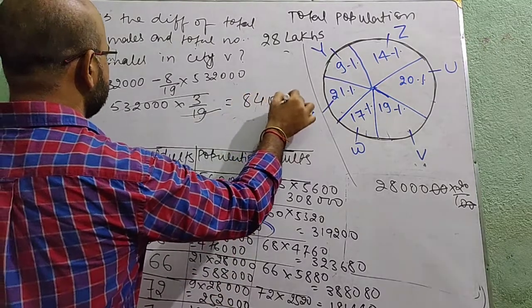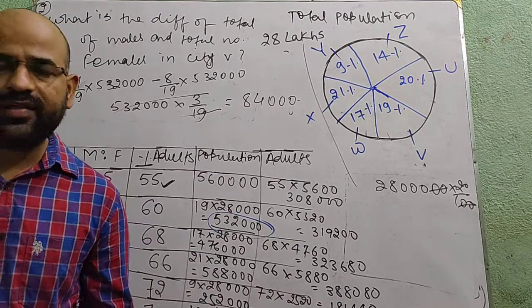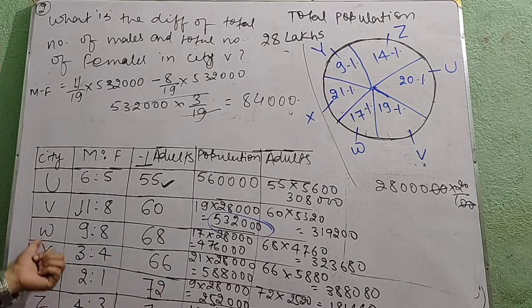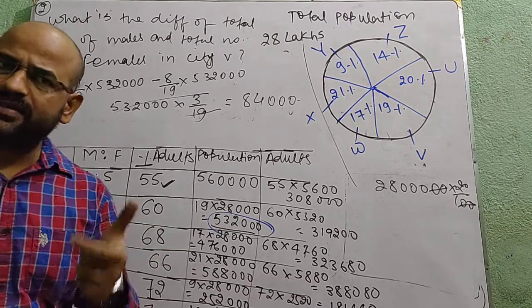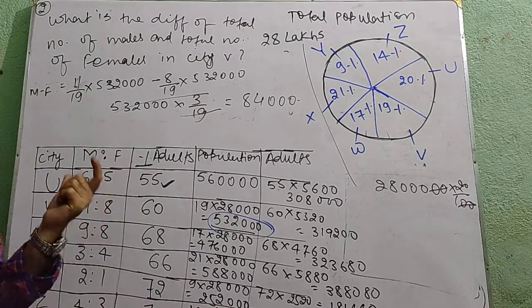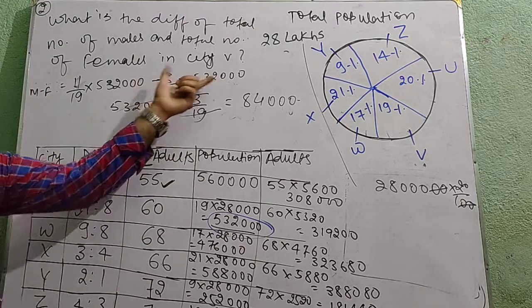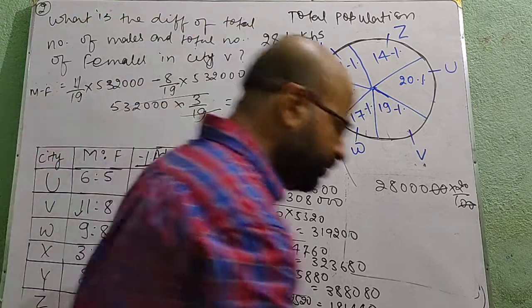Answer is 84,000. If you are very quick in calculation, then this is not necessary. How to calculate? 11 minus 8 is 3, that is the difference, and the total value is 11 plus 8, 19. That is 3 by 19 into this. There is no need to write all this. Okay, then we move to the third question.